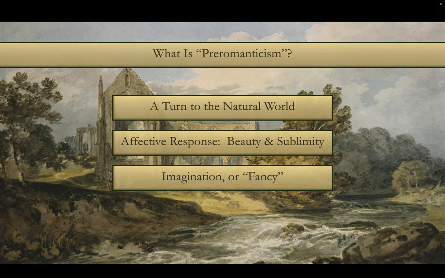Finally, we're going to talk about, this is the third quality, imagination. Another word for it is fancy. An 18th century fancy word for imagination is fancy.